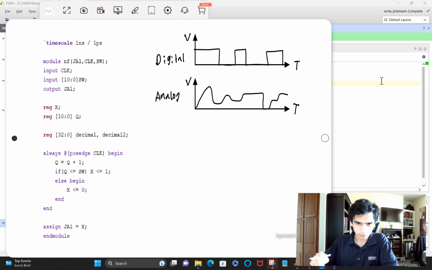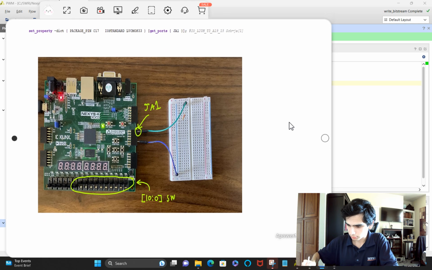So our board here can only do digital. If you want to do an output, it can only output a 0 or 1. So you might be asking yourself, what if you don't want 1 volt there? What if you want 5.7, or what if you want 2.8 volts there?